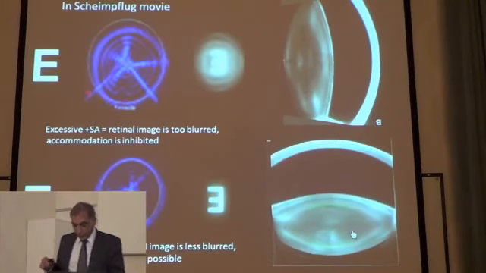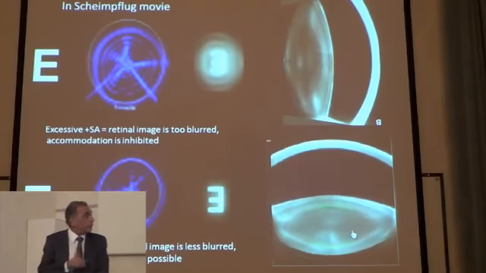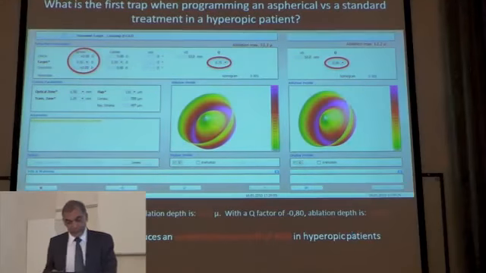In another way, in this movie, you can see here retinal blur, excessive spherical aberration. The retinal image is too blurred, and the accommodation is no good or inhibited. When you decrease the positive spherical aberration, the retinal image is less blurred and the accommodation is again possible.